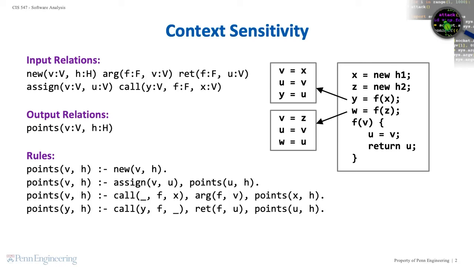As before, we could try replacing the function calls with assignment statements. y is assigned f of x would be replaced by v is assigned x, u is assigned v, and y is assigned u. And w is assigned f of z would be replaced by v is assigned z, u is assigned v, and w is assigned u.